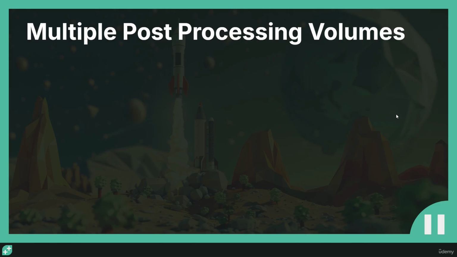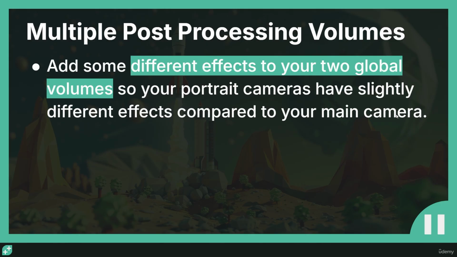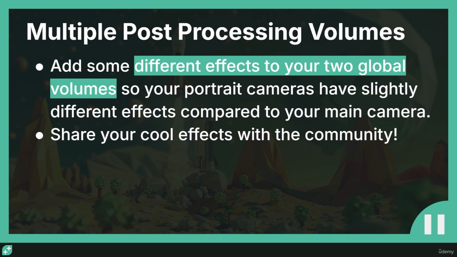Which will introduce you to this lecture's challenge. Now that we have both post-processing volumes set up correctly and being displayed on your portrait cameras, take some time to add some different effects to your two global volumes so your portrait cameras have slightly different effects compared to your main camera. And don't forget to share your cool effects with the community on our forums. It's been a while since we've had an update, but now that we're wrapping up the post-processing part of this section, I'd love to see the cool effects that you came up with. Pause the video now, tinker around with some cool effects, and I'll see you back here in a few moments.